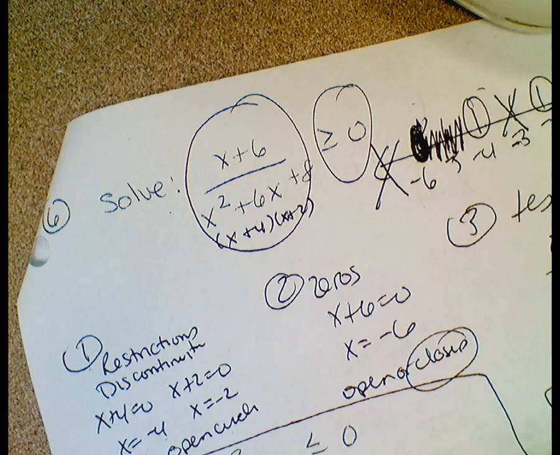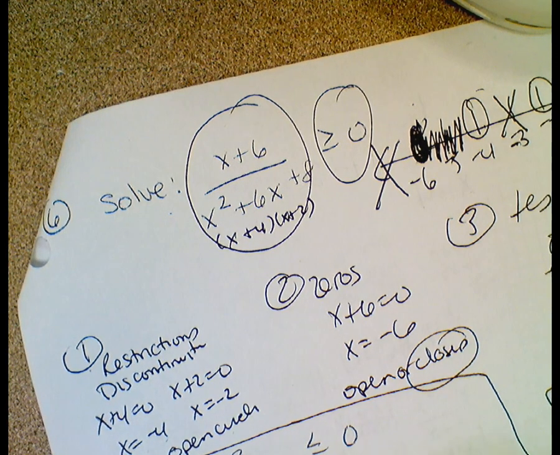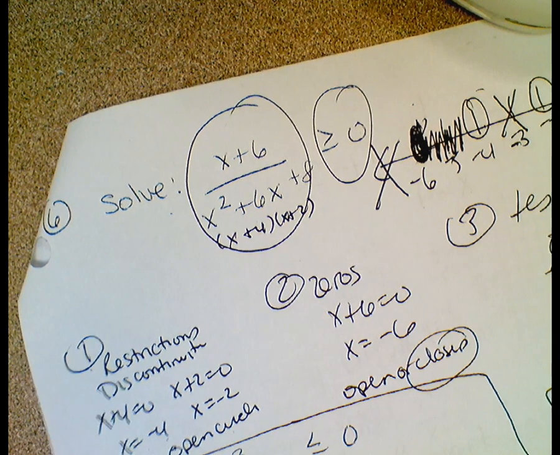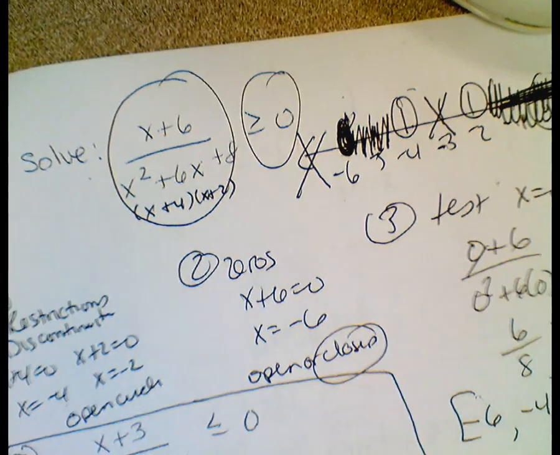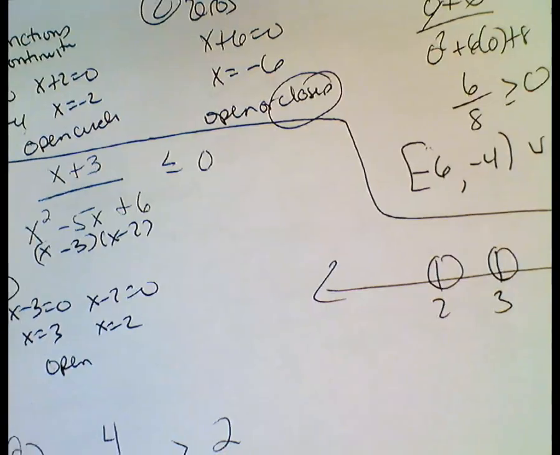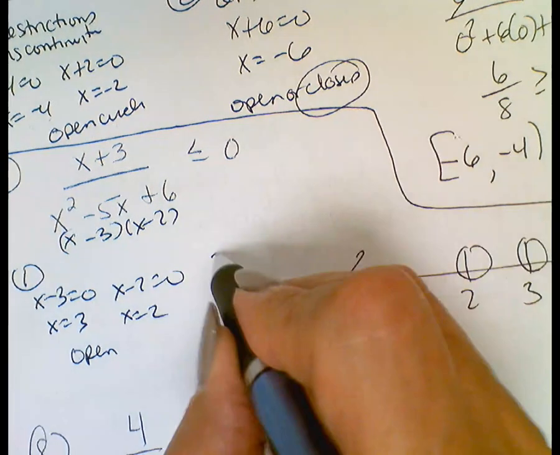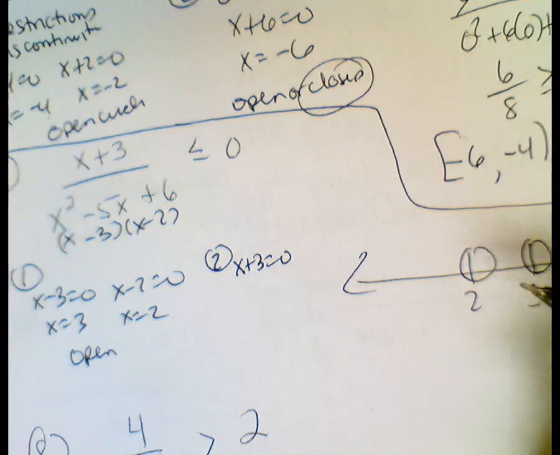So this one, let's get a number line ready. Start by doing your restrictions first. So this one's x minus 3, x minus 2. So your restrictions, set your denominators equal to 0. Solve. And these are open circles at 3 and 2. Step 2, find your zeros. In other words, set your numerator equal to 0.